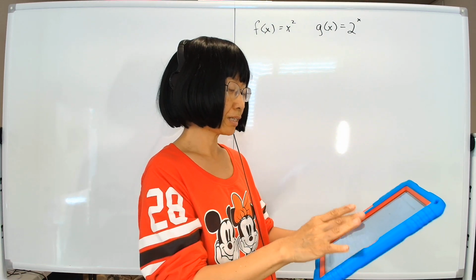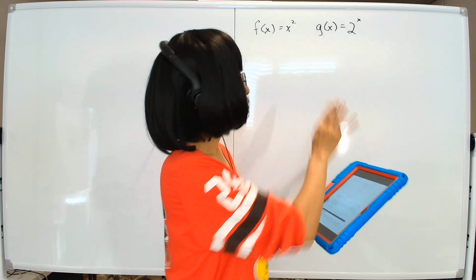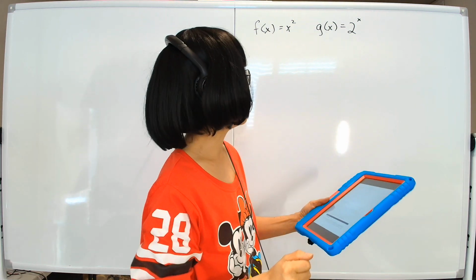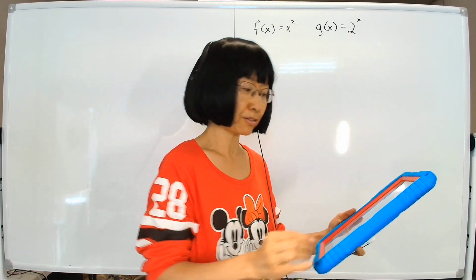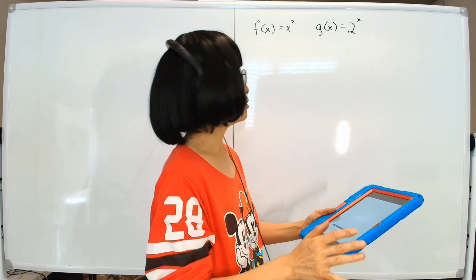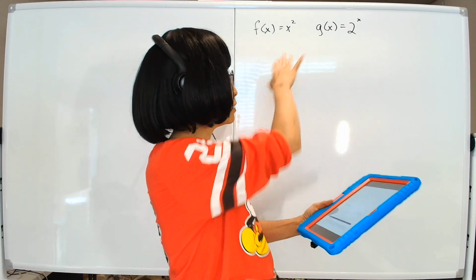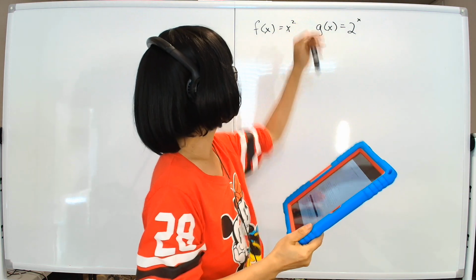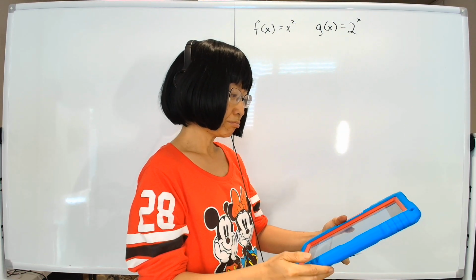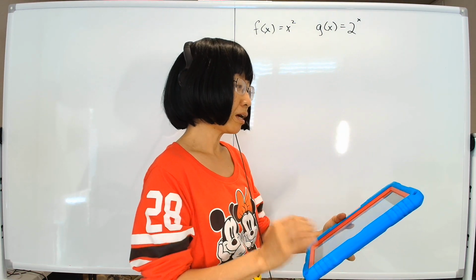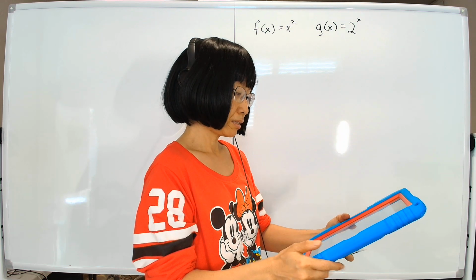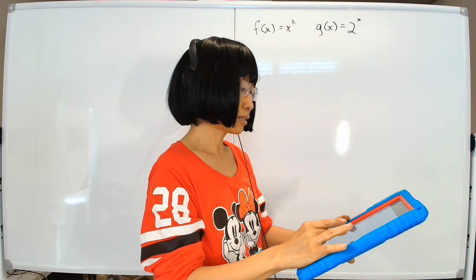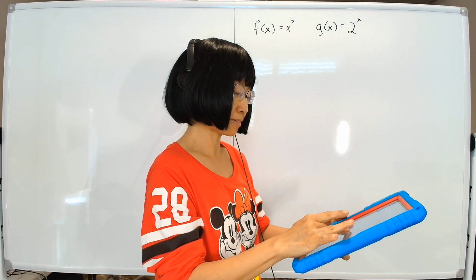So for the exponential, just remember that the variable is on top, which makes it not a polynomial. A polynomial only has x on the bottom with fixed constants on top as the power. Okay, so moving along, next, let's look at the rules of exponents.